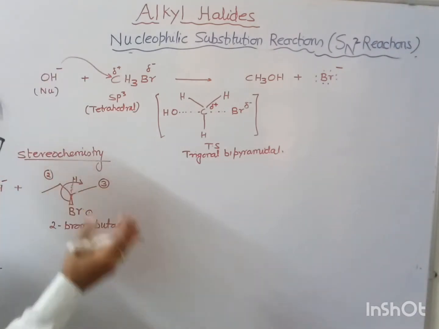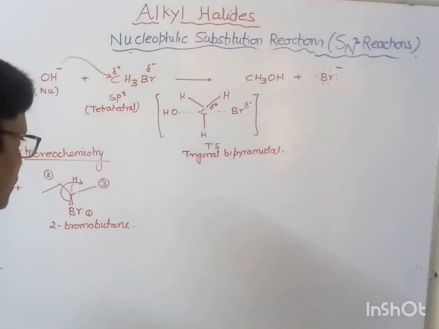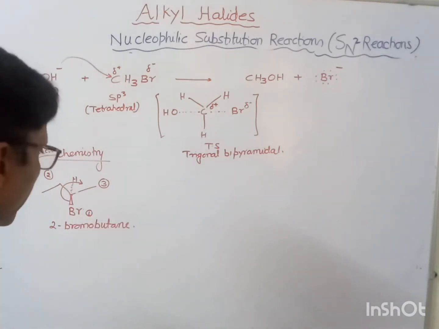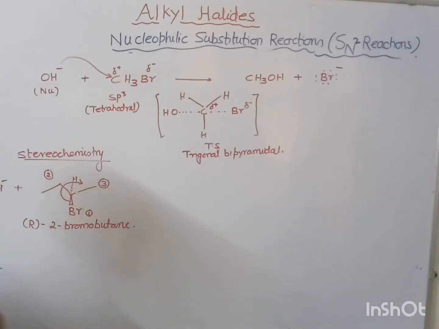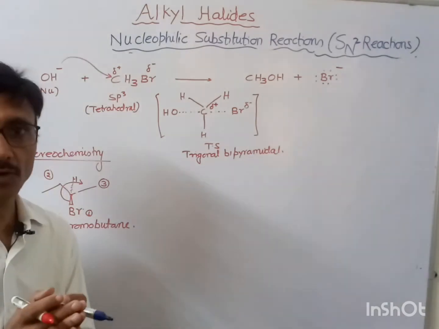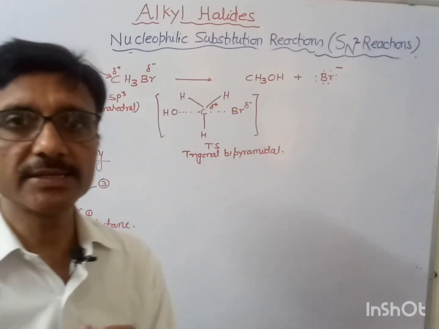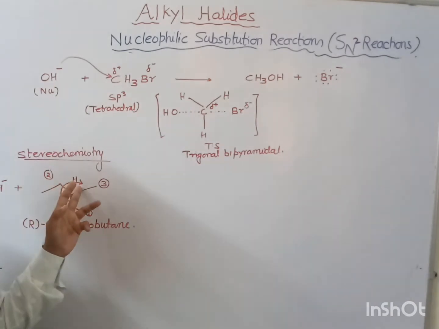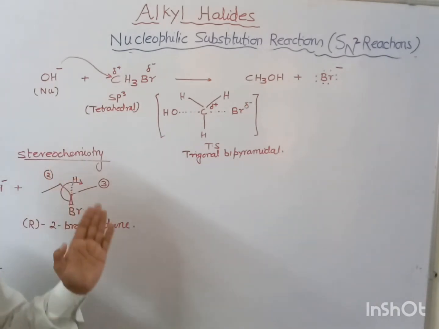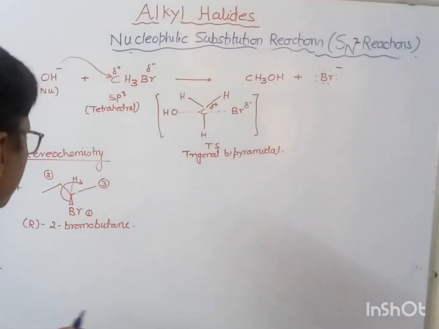Okay, if it is in clockwise direction, then R. If it is in anti-clockwise direction, then it would be S. So it is having the R configuration. So one of the conditions for deciding whether it is R or S is that the last priority group, the lowest priority group, hydrogen, should be away from us always.